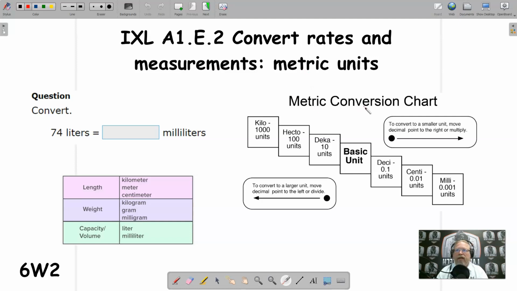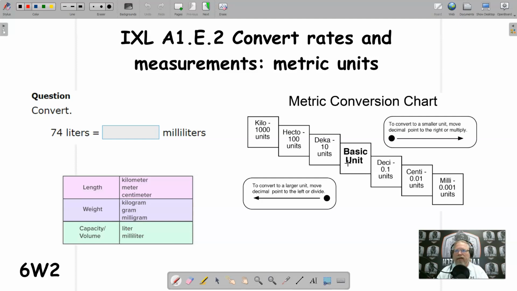All right, so here's a metric conversion chart here. But first, let's talk about the base units for the metric system. In the metric system, we can measure length, weight, and capacity, that is to say volume. And for length, the base unit is the meter. Now you can also use kilometers and centimeters, but we'll talk about that in a moment. For weight, the base unit is a gram, and for capacity, the base unit is a liter.